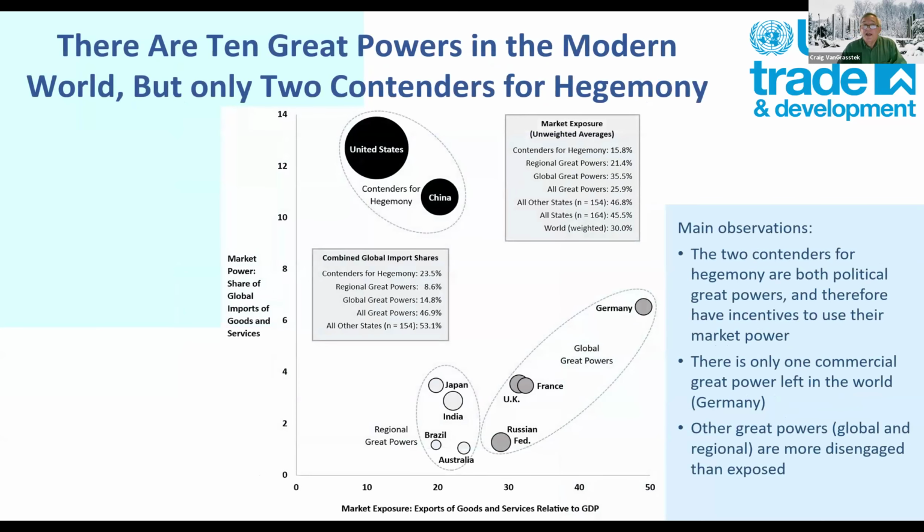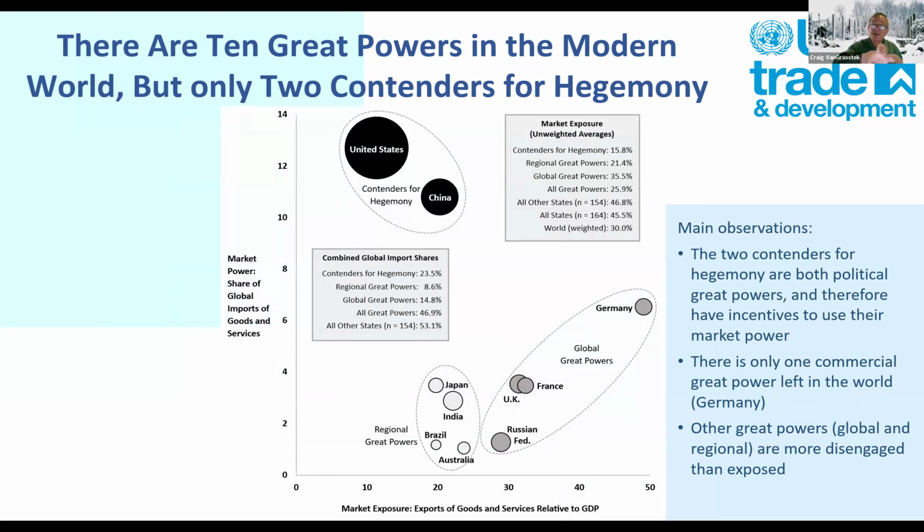In the world today, we have 10 great powers, or at least what I count as 10 great powers. We have the two contenders for hegemony: the United States and China. We have 4 global great powers and 4 regional great powers. And what I find most fascinating about the world today is there's only one commercial great power left, and that's Germany. I count, by the way, Germany as a great power and not the European Union. The European Union does not have a military of its own.